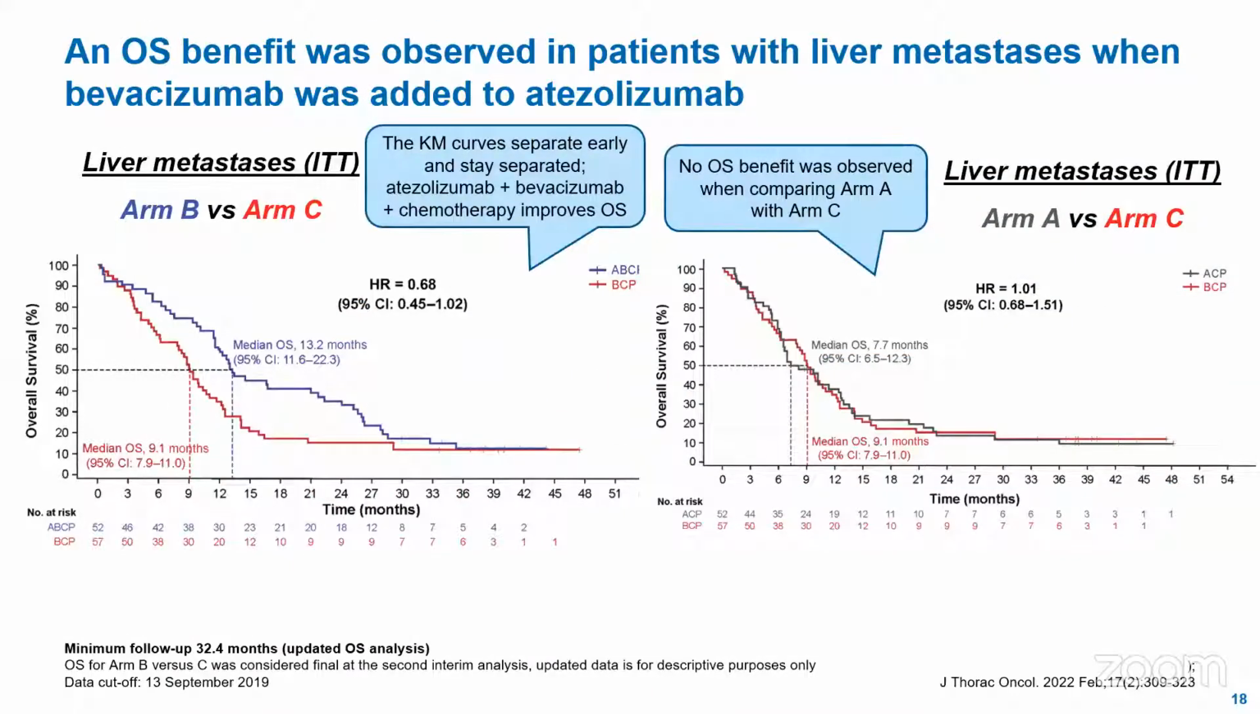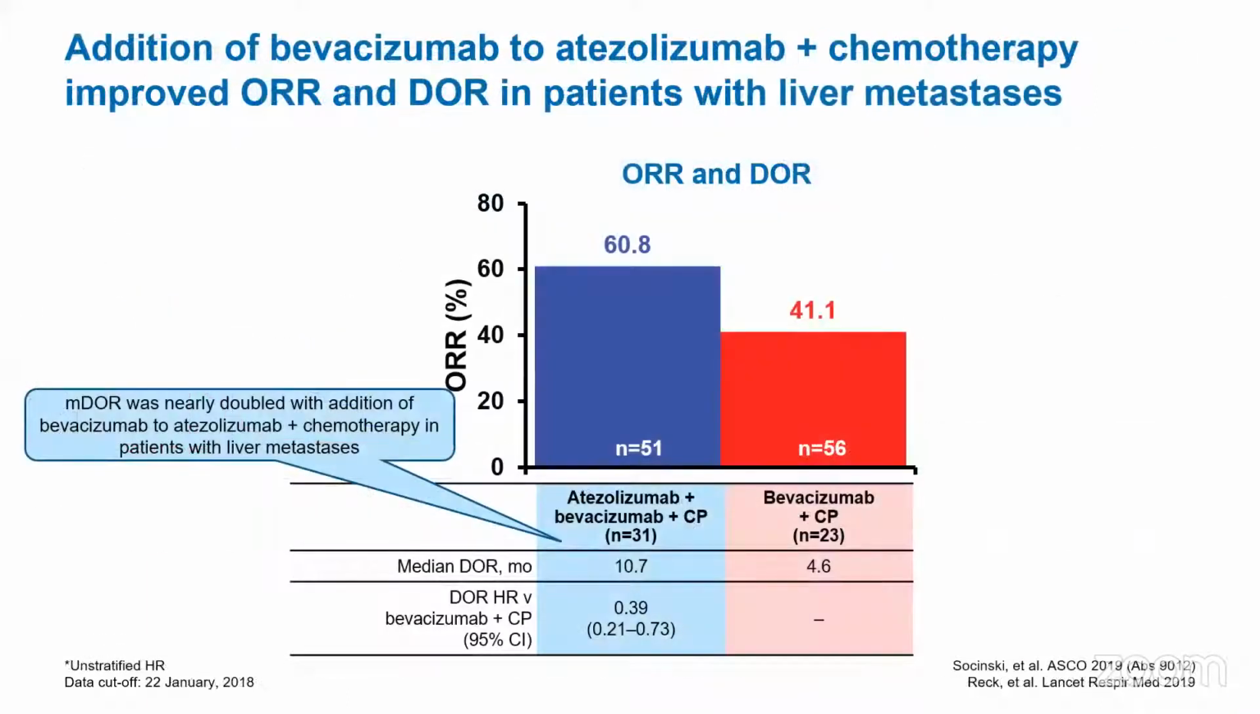So again, the same was translated in the OS as well. There was an OS benefit observed in patients who had liver metastasis when bevacizumab was added to the atezolizumab arm. So once we had given the bevacizumab with the atezolizumab, there was a benefit in the OS as well that was reported by the study. Another thing that was seen was the overall response and the duration of response.